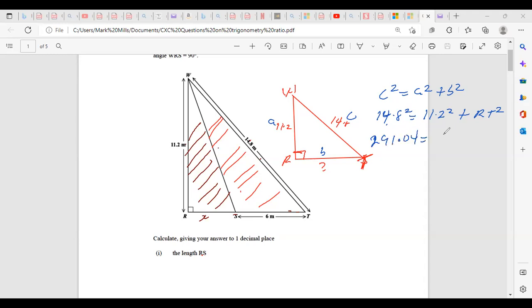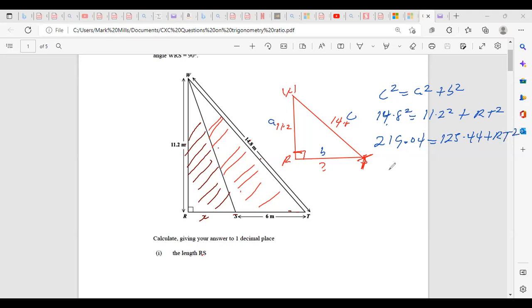219.04. Okay, thank you. What is 11.2 squared? 125.44. Right. Plus RT squared. Am I right?